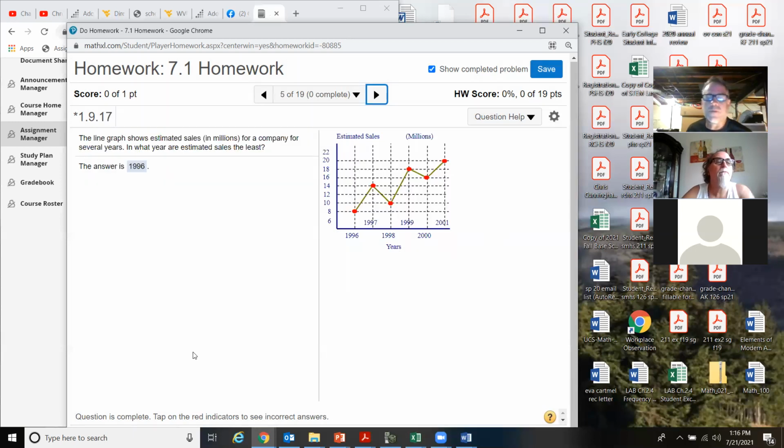Okay, here we have what's called a line graph. And it estimates sales here in millions for a company for several years. In what year are the estimated sales the least? And so you would basically here want to find the bottom point. Here's your estimated sales, which one has the least, and then what year does it correspond? It's 1996. I mean, visually, it's just the lowest point on the graph.